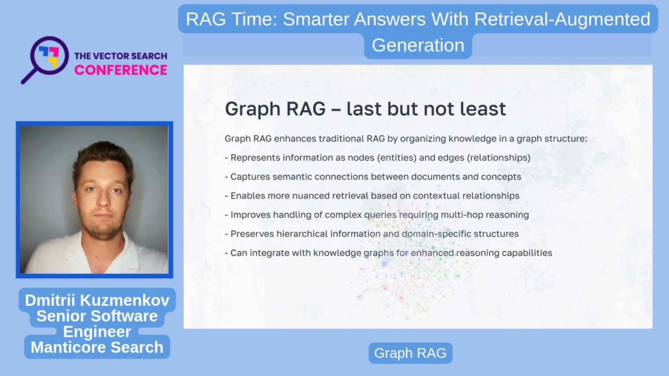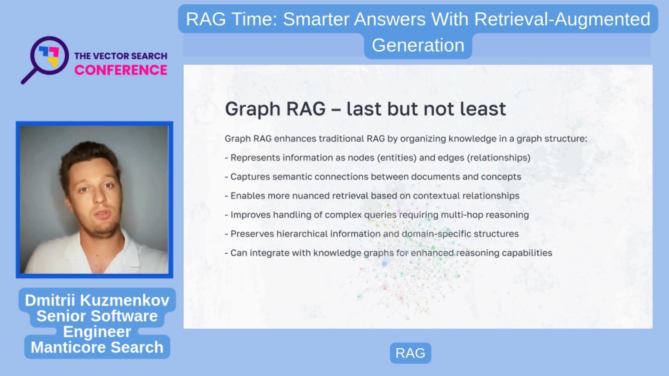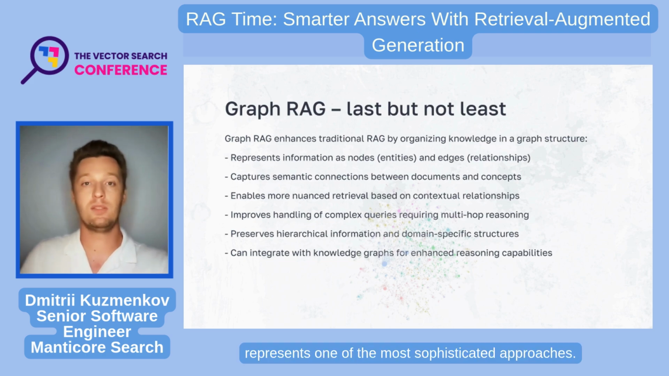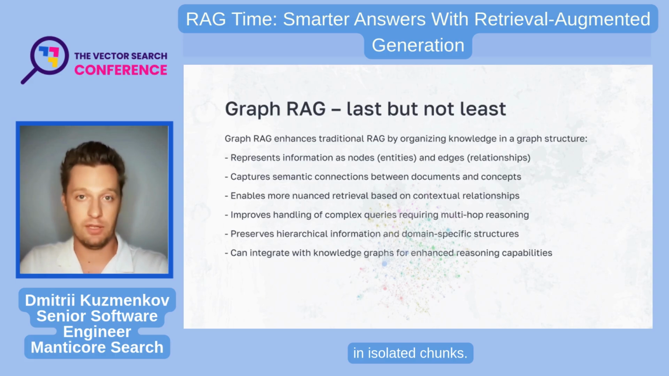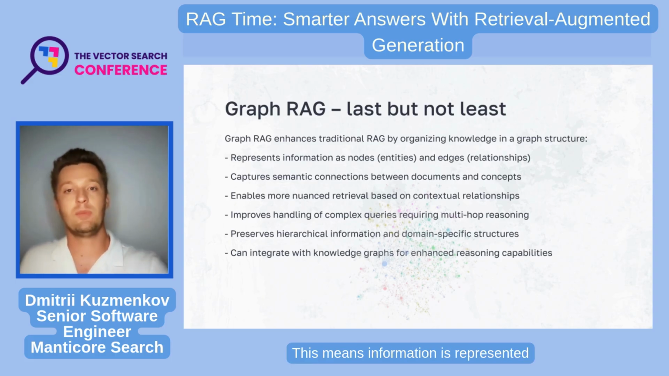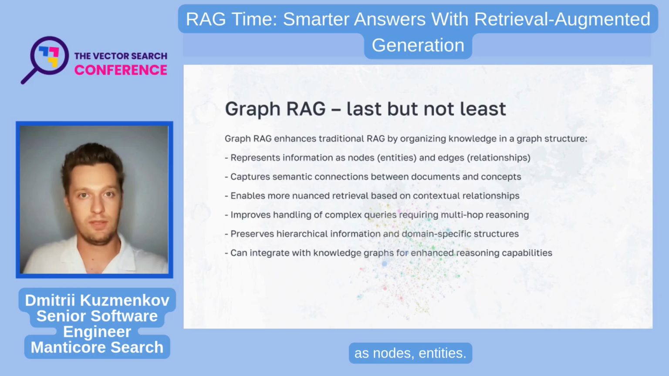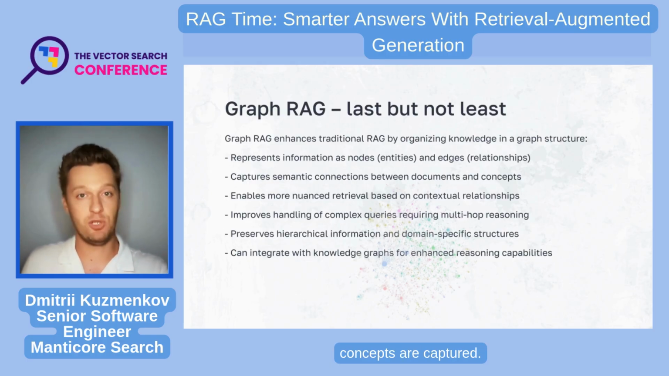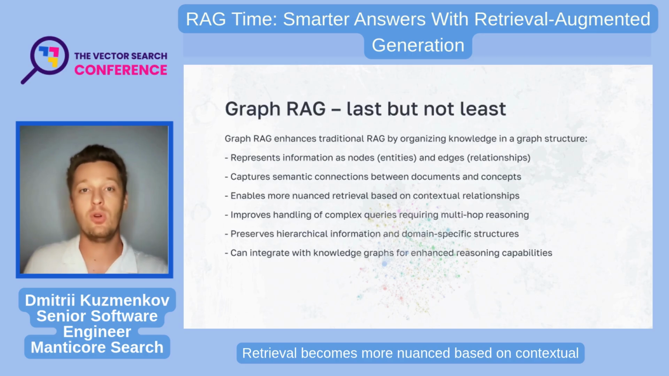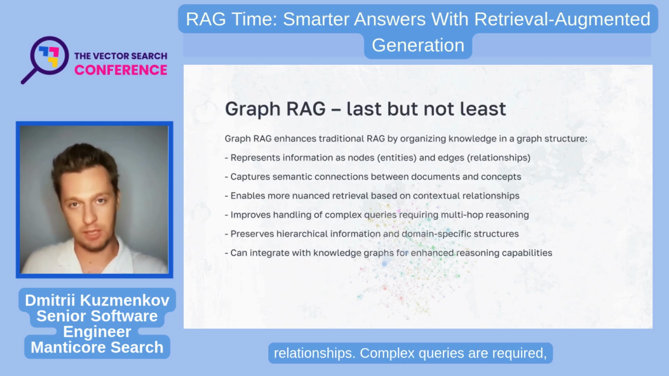Graph RAG. Very important and very popular RAG actually, but GraphRAG represents one of the most sophisticated approaches, organizing knowledge in a graph structure rather than in isolated chunks. This means information is represented as nodes, entities, and edges, relationships. Semantic connections between documents and concepts are captured. Retrieval becomes more nuanced based on contextual relationships.